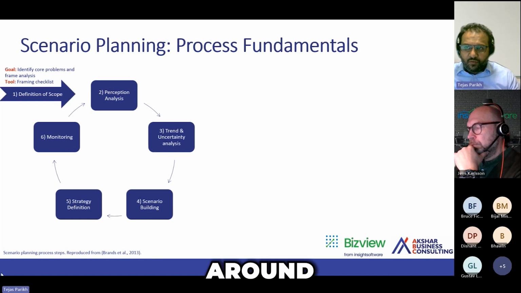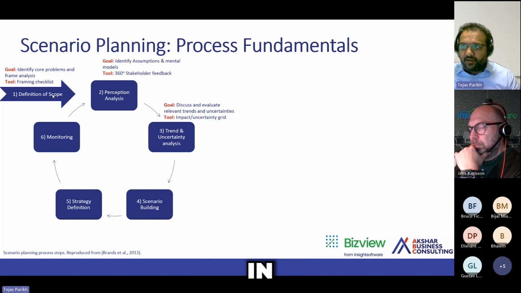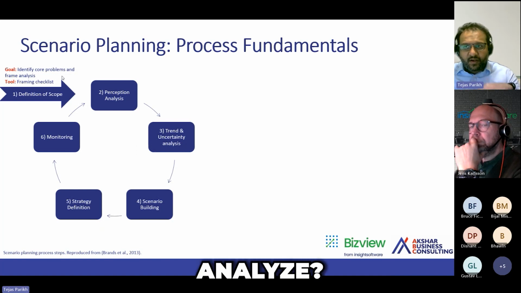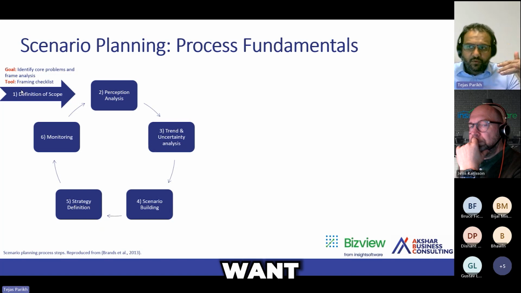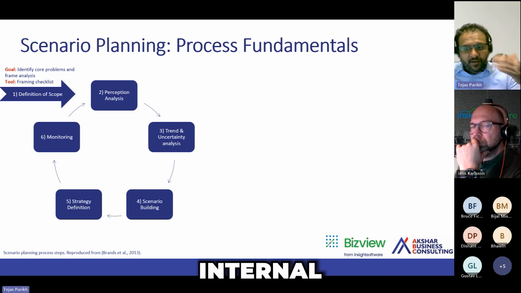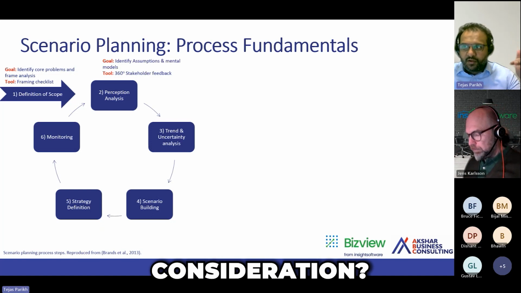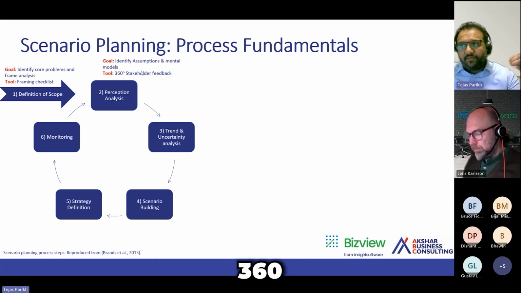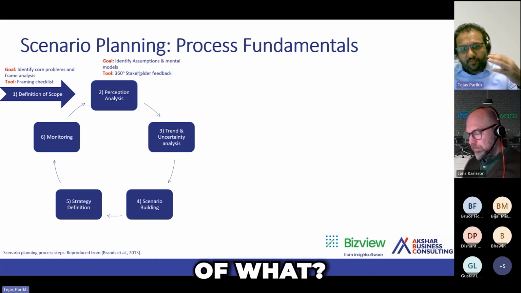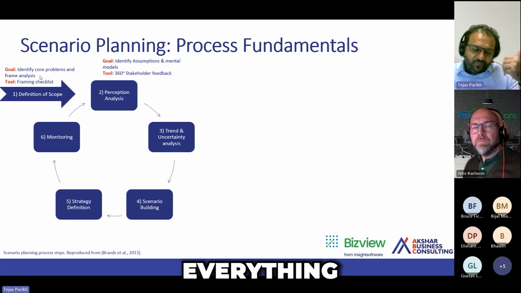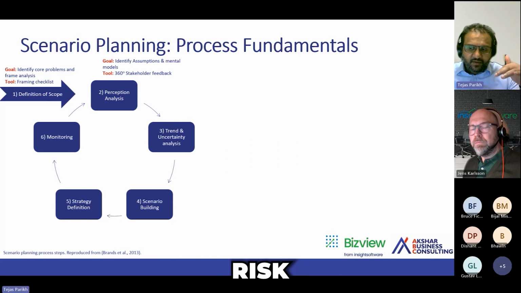The steps to go around it are, define a scope in terms of what are the core problems that you want to analyze. Make a checklist of the items, internal and external, that you want to put forth for consideration. Then get 360 feedback across the business on whether this framework is enough. Are you covering everything? Is there any risk that you need to think about?